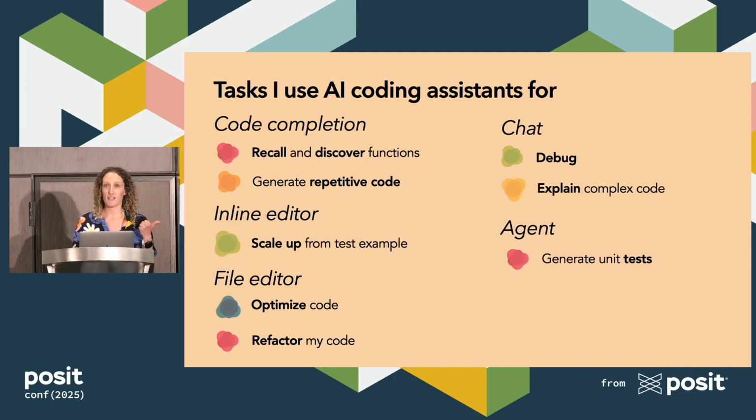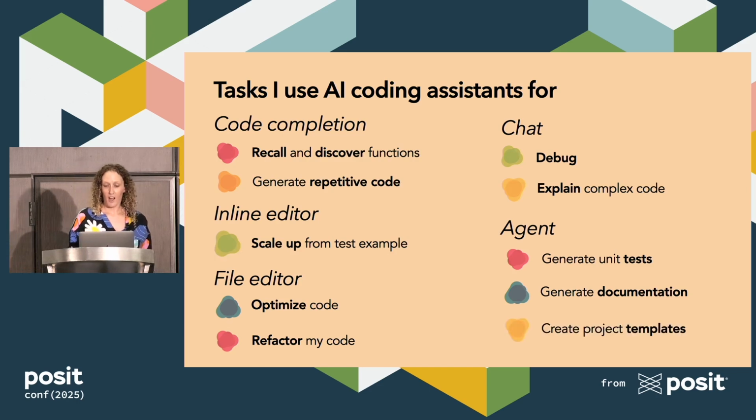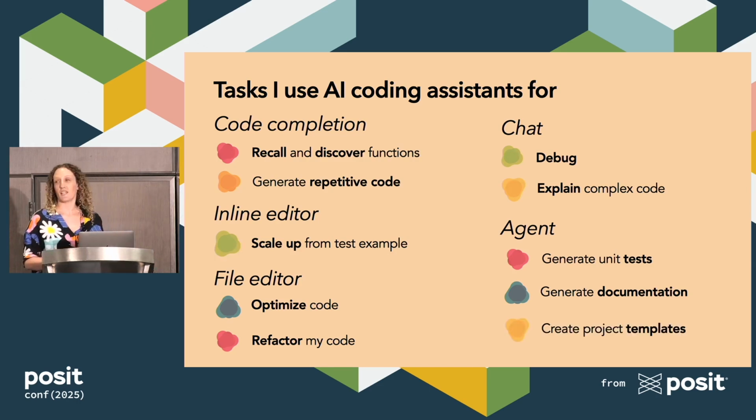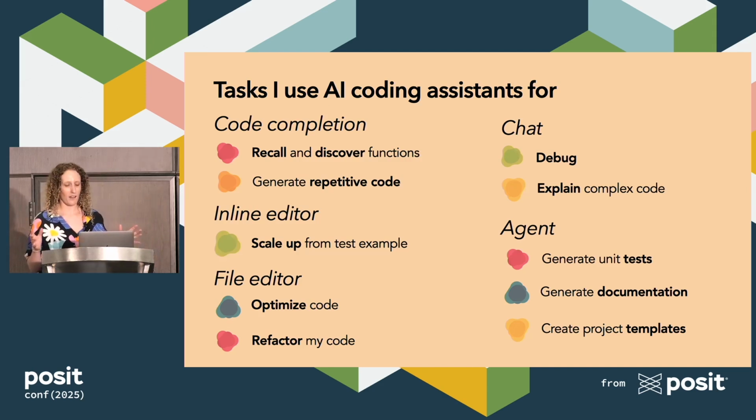I sometimes use this to generate unit tests, to create documentation. If I have a complicated project, I'll just say, create a README document for this entire project, and it will do that. I often use this also to create project templates. A few weeks ago, I needed to make a little dashboard in Shiny for Python, and I'd never used Shiny for Python. So I was like, okay, agent, make me a template based on what I want to do.